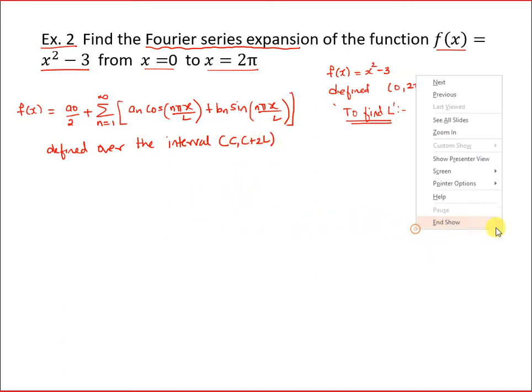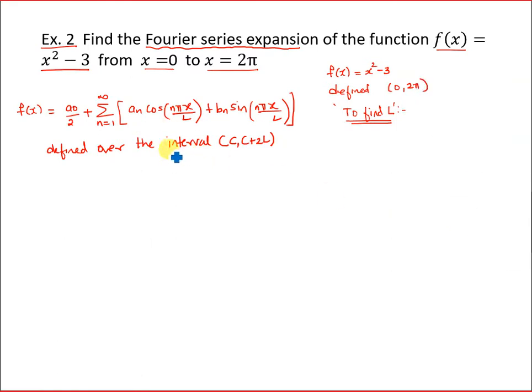Okay, so what is the length of this interval? The length of this interval is c plus 2L minus c, which is 2L. It means this is the function defined over the interval of length 2L. Then this is the Fourier series expansion.